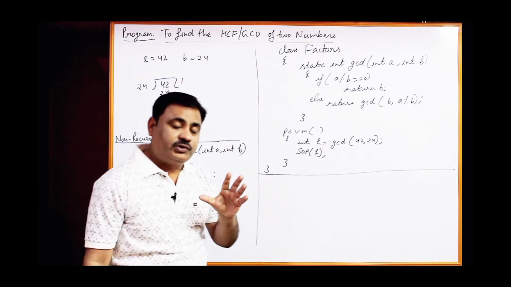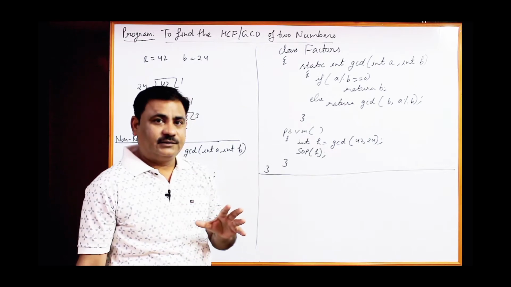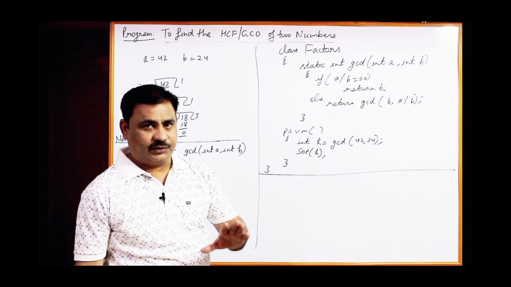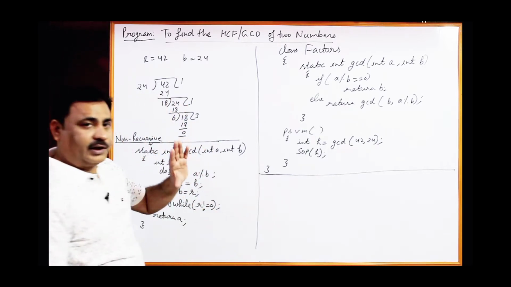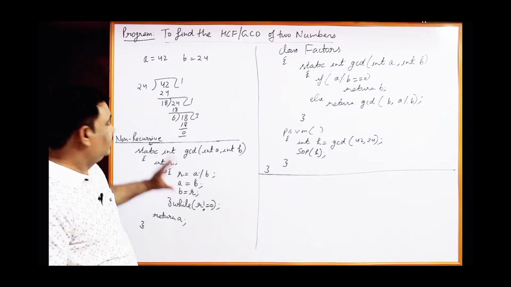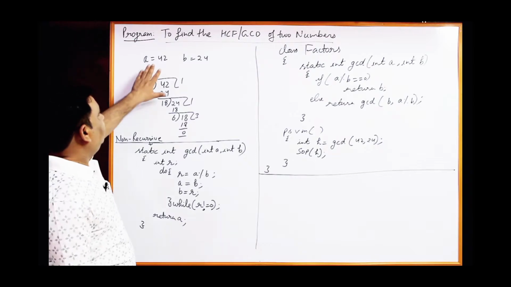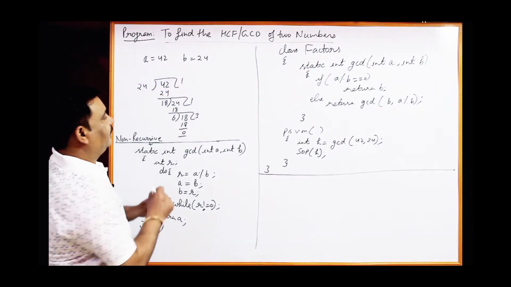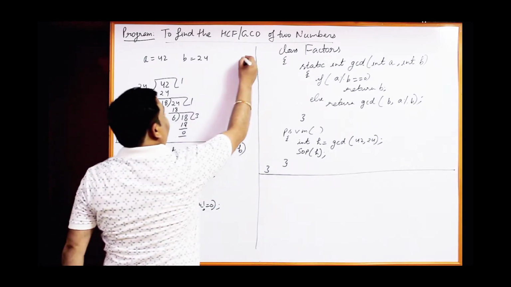So I am going to use the GCD method and the non-recursive program that I already gave you in the previous videos. Again I am going to just repeat the same method. If we have two numbers, A is 42 and B is 24, when you calculate the HCF, it will be 6.